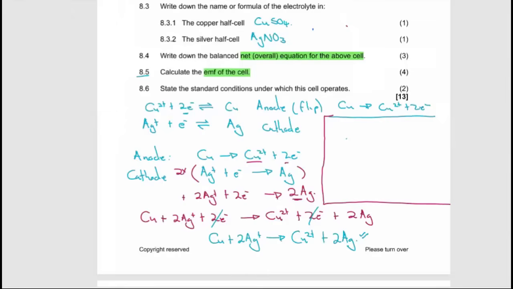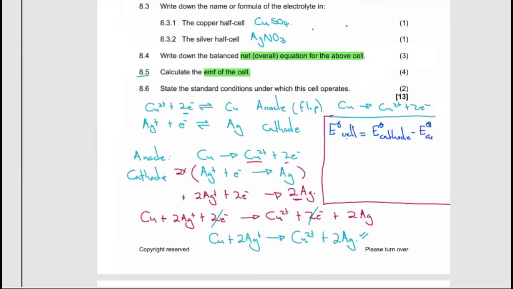So I'm going to say my E theta cell is equivalent to E theta cathode. Take note, do not write E cat. Okay, so E theta anode like that. Please write it in full. So therefore my value for the cathode is 0,80, and then I'm going to say minus, for this one, 0,34. It was positive, right? So I just had to look at those values.